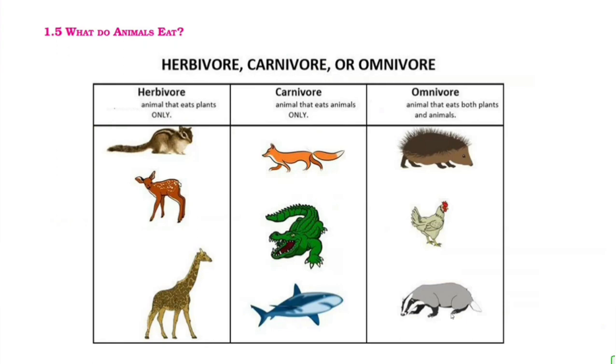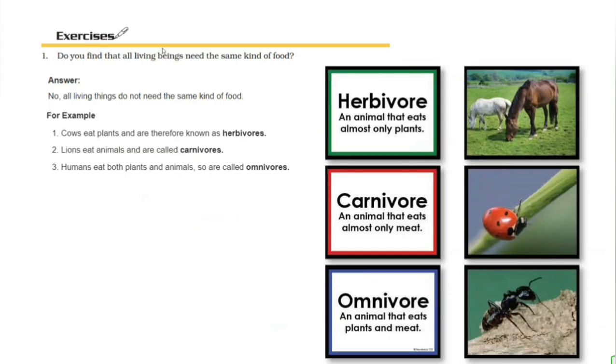Now, depending upon what an animal is eating, we have categorized the animals into three different categories: herbivore, carnivore and omnivore. Herbivore is an animal that eats only plants, like squirrel, deer, etc. And a carnivore is an animal that eats only meat, for example tiger, lion, fox, crocodile, etc. And omnivore is an animal which eats both plants as well as animals, like hen, and human beings are also omnivore.